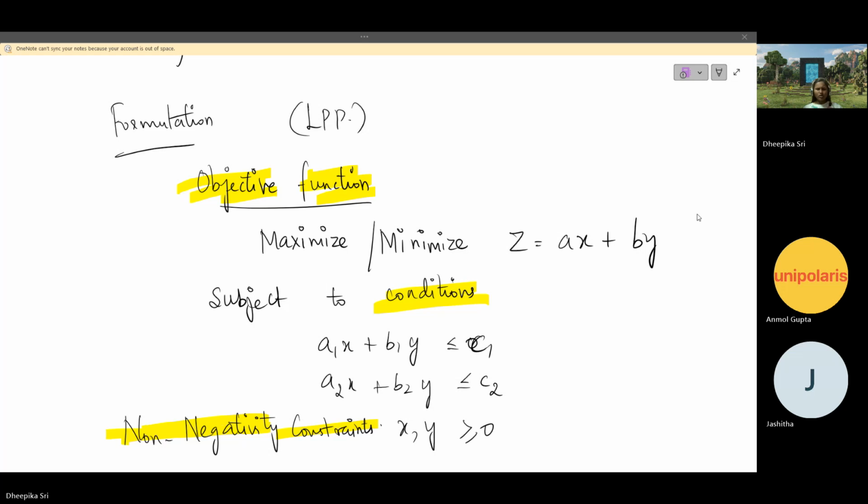So you will have just two types of questions in this. One is you will have to formulate the LPP. We will be given a situation, and we have to formulate the LPP. The other way is we will have to solve the given LPP graphically. Let's see how to solve the LPP graphically now.